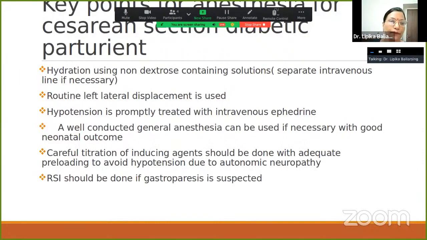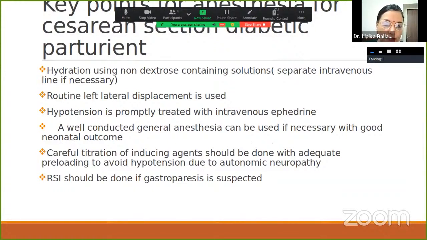Coming to the key points, hydration using non-dextrose containing solutions is a must, and we must use a separate intravenous line. It should not be running along with the solution carrying the insulin. And routine left lateral displacement, which we use in obstetric practice, has to be practiced all the time. Hypotension is promptly treated with intravenous ephedrine, and a well-conducted general anesthesia can be used if necessary with good neonatal outcome.